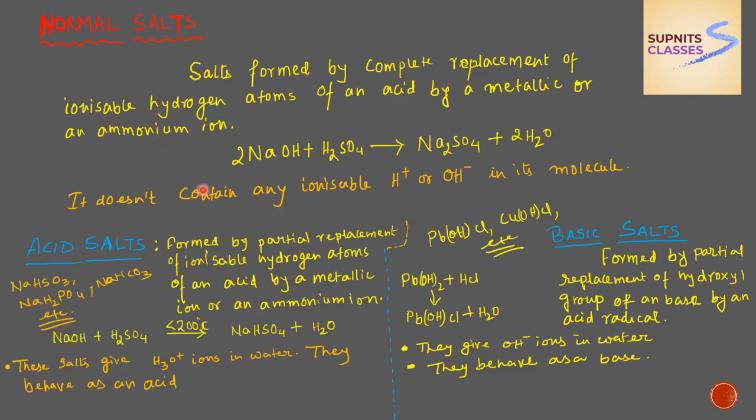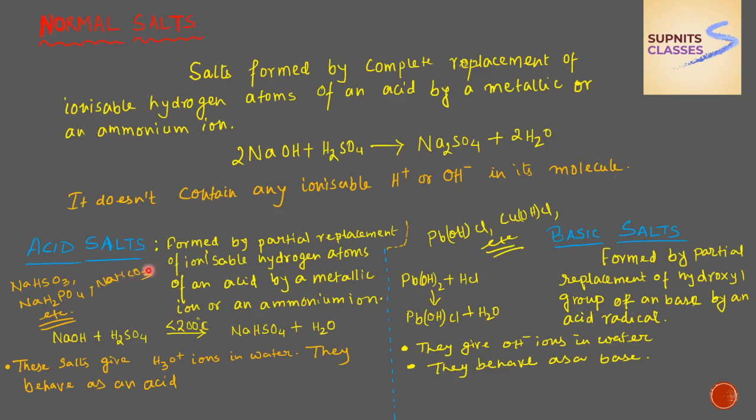As you can see, a normal salt is basically formed by complete replacement, complete replacement of the ionizable hydrogen atoms of an acid by a metallic or ammonium ion. So it is formed by complete replacement like this: 2NaOH plus H2SO4 forms Na2SO4. H2SO4 had two replaceable hydrogen atoms, and both are replaced by sodium, that is a metallic ion. It does not contain any ionizable H plus or OH minus in its molecule. In a normal salt, no ionizable H plus or OH minus is present.